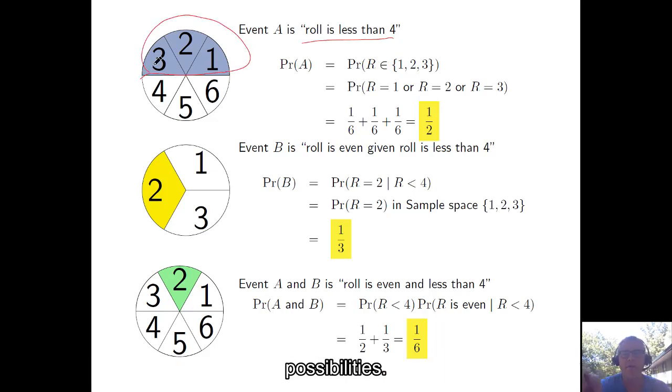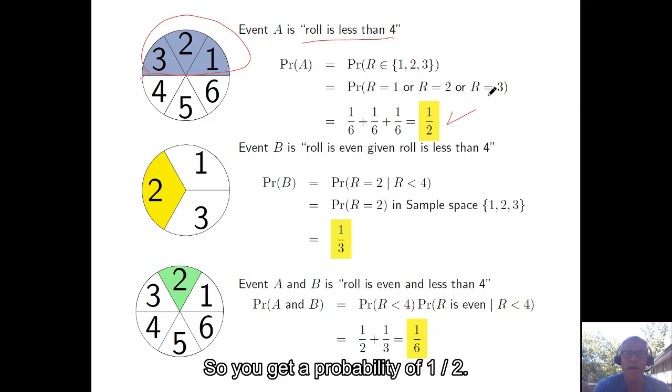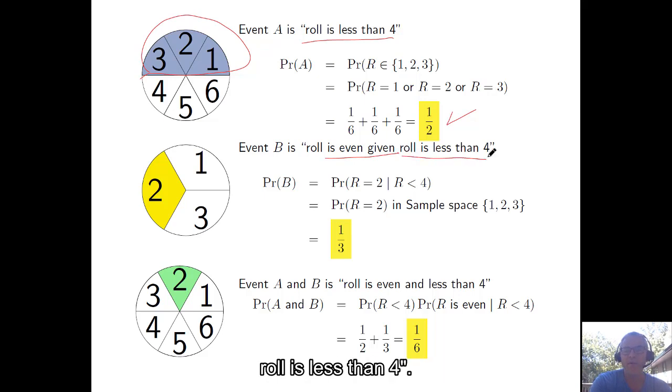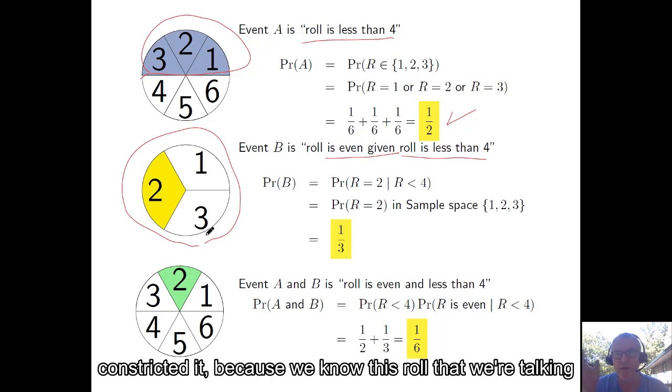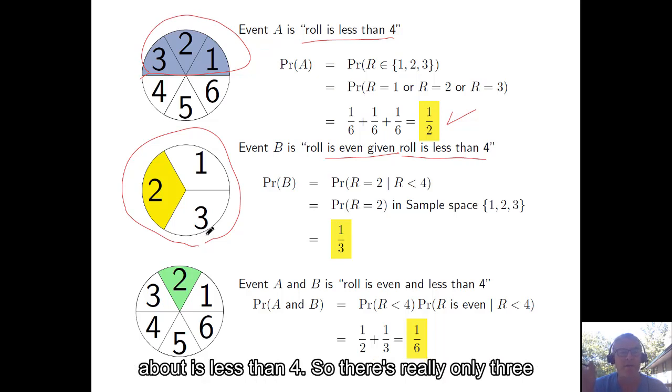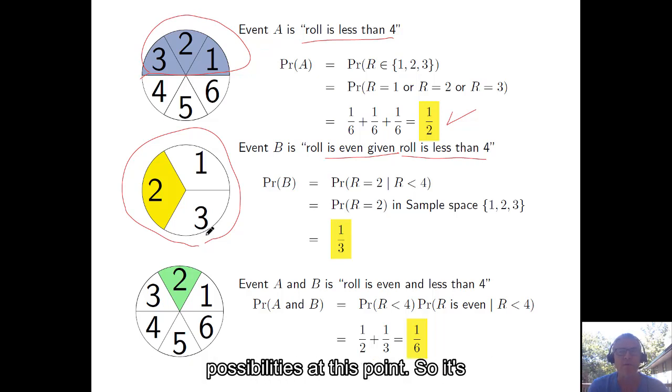There's 3 possibilities there, so you get a probability of 1/2. Okay, what about the event the roll is even given that the roll is less than 4? So I depicted the sample space over here. The sample space of the dice was 1 through 6, but in this case we've constricted it because we know this rule that we're talking about is less than 4, so there's really only 3 possibilities at this point.